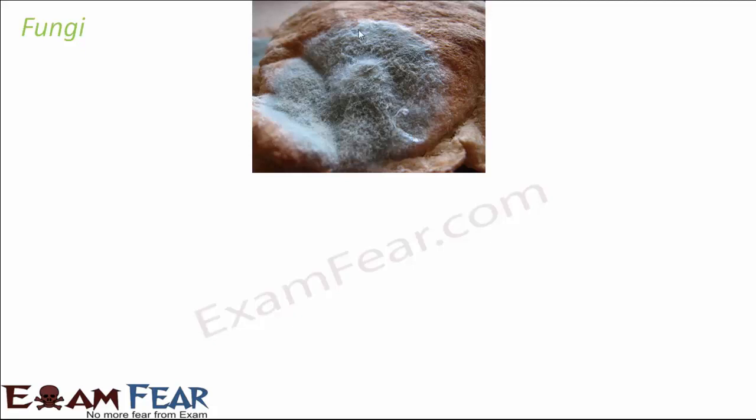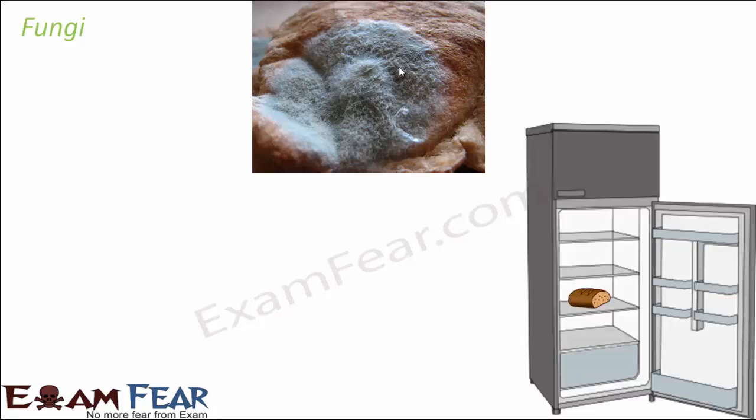Now the first question is, what is this structure which is formed on the surface of the bread and how is it formed? So this is nothing but fungi. When you leave it at room temperature, over a period of time, these microorganisms called fungi develop on the bread, and these fungi are responsible for spoiling the bread. So let us see what these are.